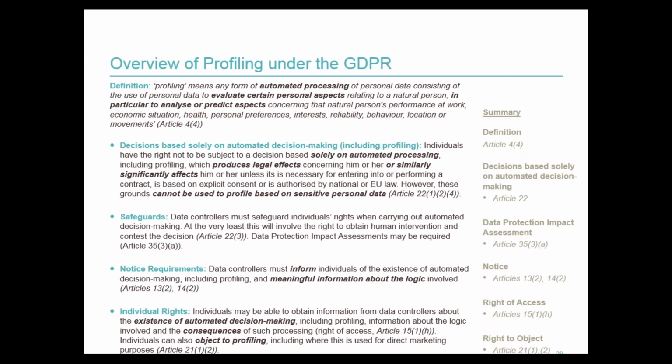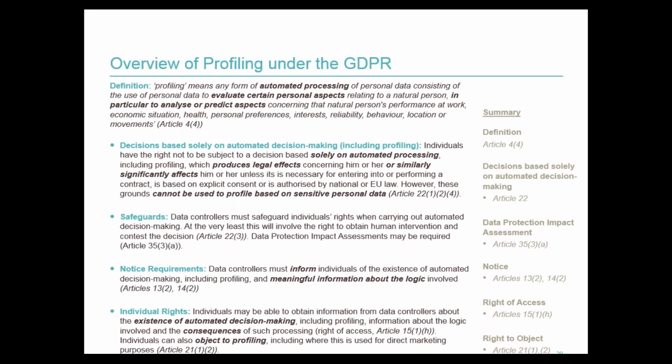And just going through one of the main things to note is that Article 22 sets out that individuals have the right not to be subject to decisions based solely on automated decision making, which produce legal or significant effects, unless this is necessary for a contract, for example, or is authorised by EU or national law. And although Article 22 deals specifically with automated decision making, it also comes up in terms of notice requirements and individual rights, and also privacy impact assessments.